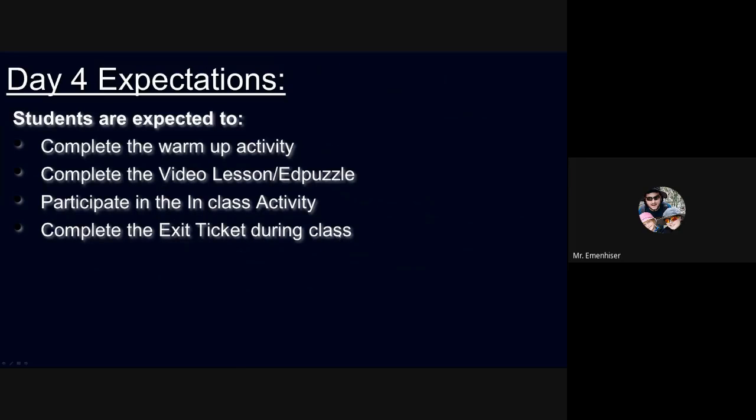Students are expected to complete the warm-up activity during class. Students are expected to complete the video lesson ed puzzle by the end of the day. Participate in the in-class activities and exit ticket during class, okay? Now, if you do the exit ticket after class, that's fine, but you should be participating in all of our in-class stuff in order to get credit. If you're not participating during this stuff, then you will be losing lots of points.